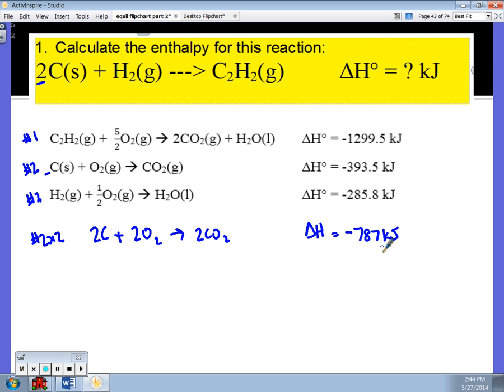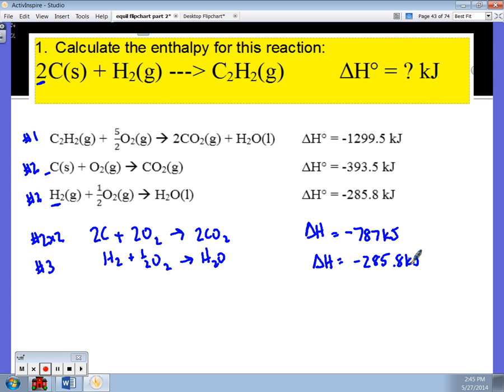Now let's go to the next one, the hydrogen. I want to have 1 hydrogen as a reactant. So I'm looking for hydrogen by itself, and the only place I see it is right here. It's already a reactant, and there's already 1 of them. So equation number 3 is perfect. There is nothing I need to do with it. So I'm only going to write it down and record my heat or enthalpy change. Notice that I did not change the reaction, so I do not change the delta H either.